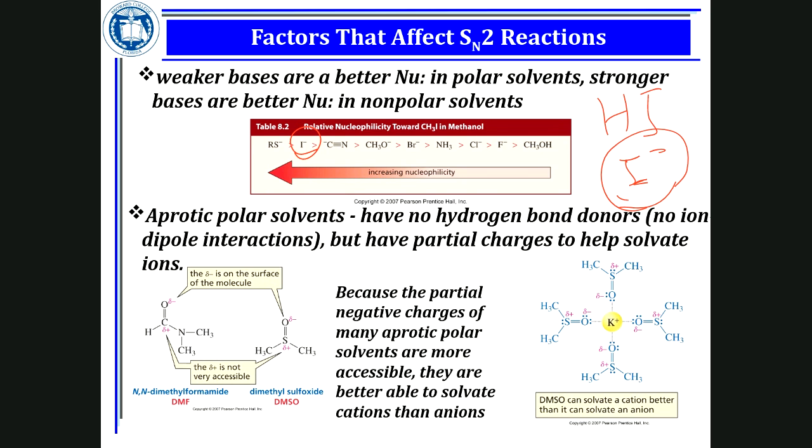We also learned about some of the different types of solvents, whether it is aprotic, polar aprotic, or if it's non-polar, or if it's a polar protic solvent.